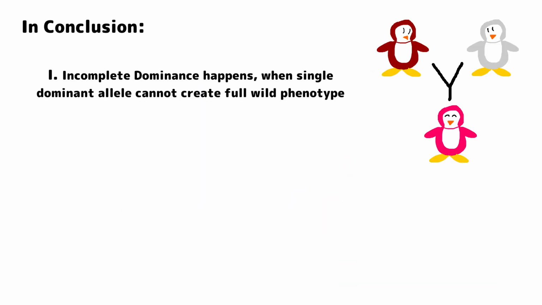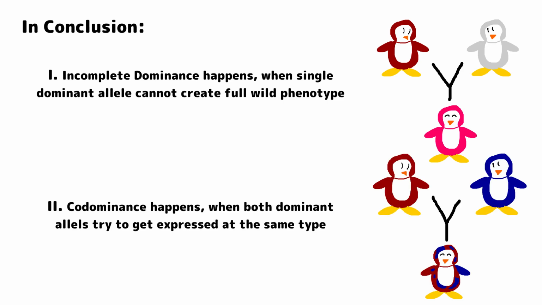In conclusion, incomplete dominance happens when a single dominant allele cannot create the full wild phenotype, and codominance happens when both dominant alleles try to get expressed at the same time.